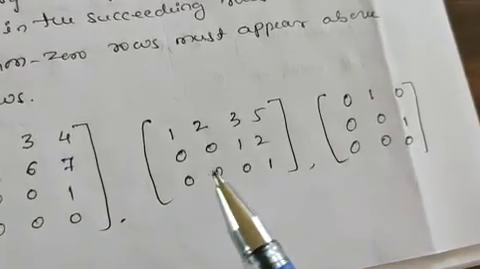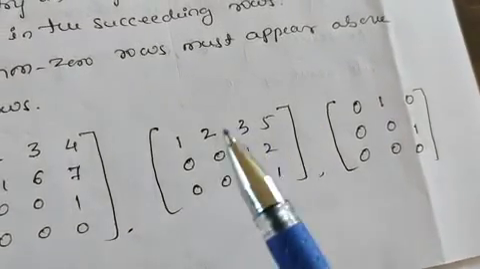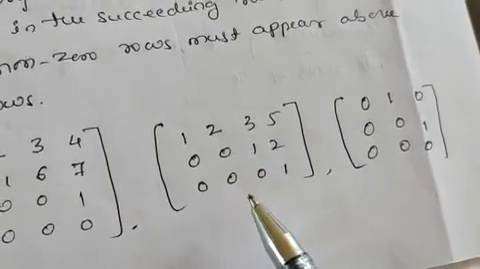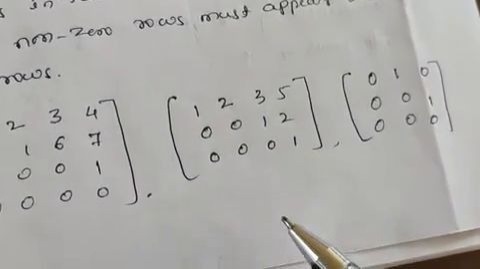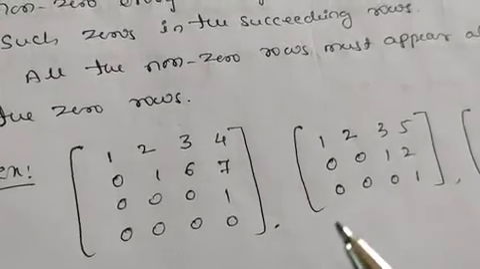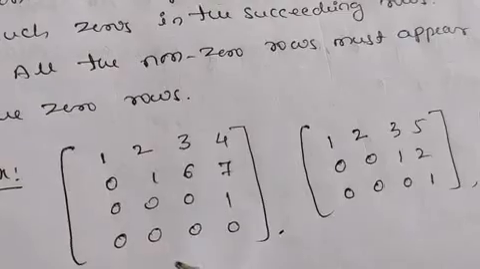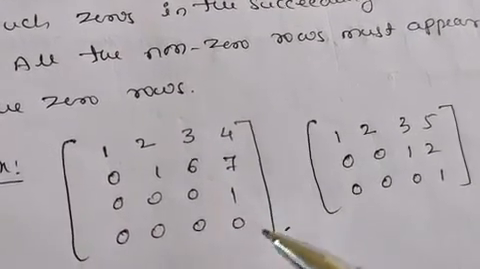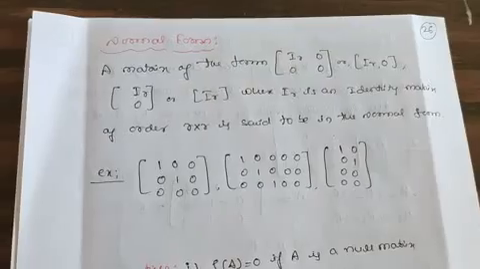So echelon form means the number of zeros in the second row should be less than the number of zeros in the third row, and the number of zeros in the fourth row, like that. So this is the echelon form. The first element should be 1, below that all elements should be 0, and the second row also starts with 1, all elements 0. It is like this only.